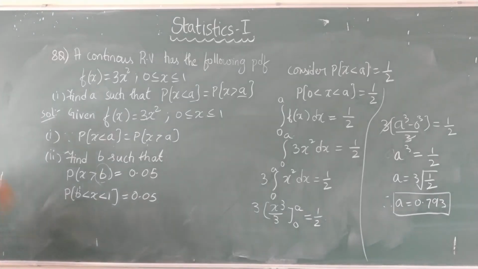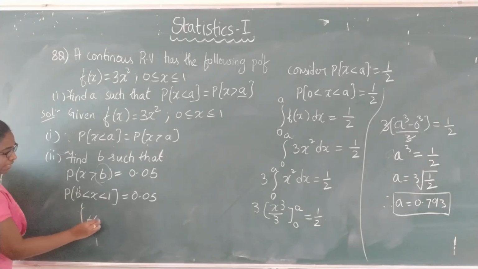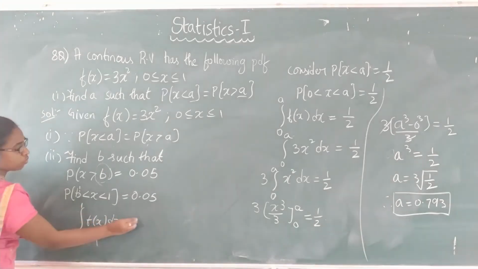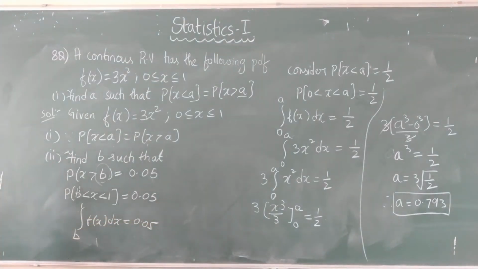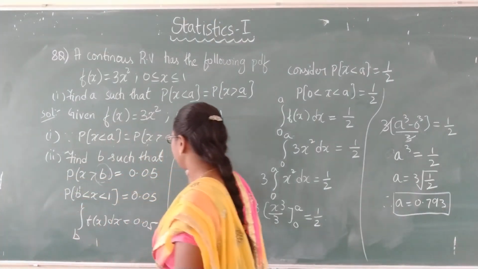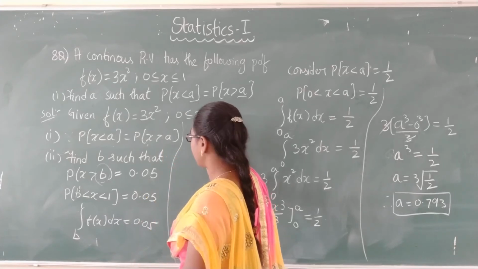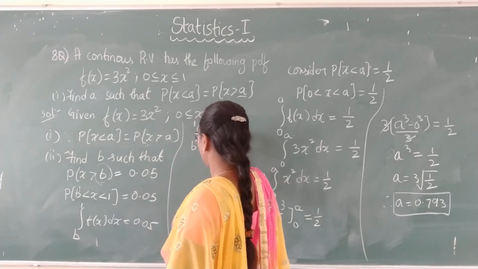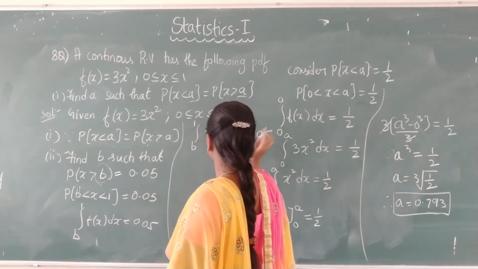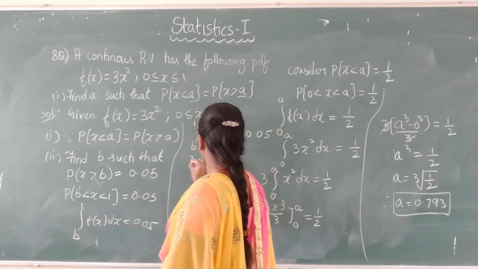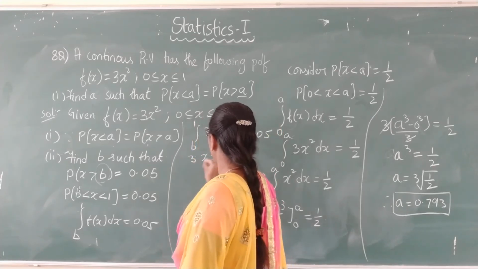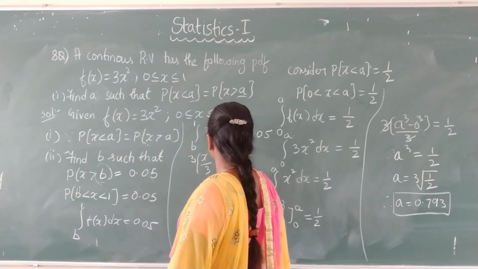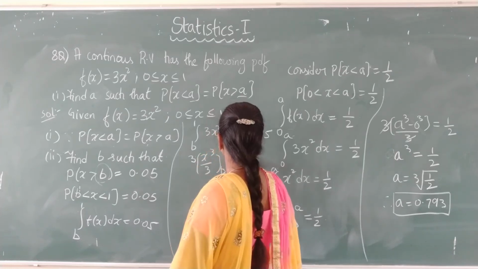Try to do it. Here integral over b to 1 f of x dx equals 0.05. So what is the f of x value? 3x square. Integral over b to 1 3x square dx equals 0.05. Now 3 into integration of x square is x cubed by 3 within the limits b to 1 equals 0.05.